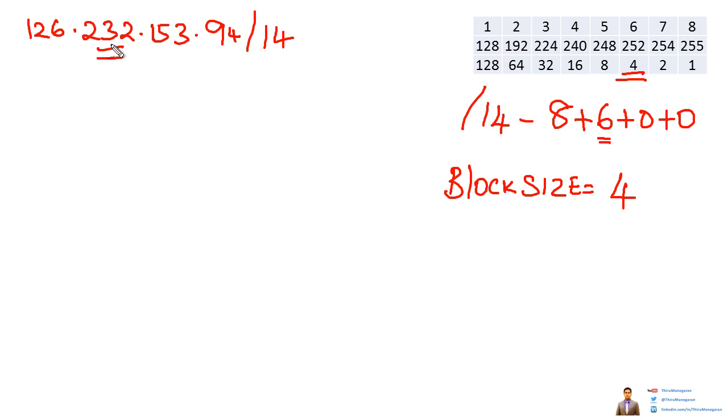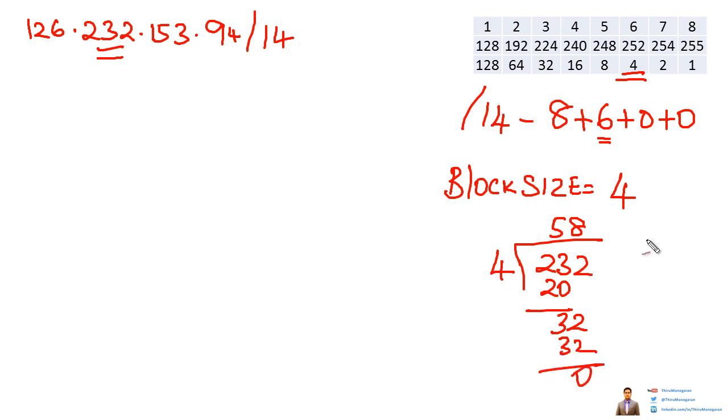Now we're going to divide this number 232 by 4. 5 times 4 is 20, remaining 3 and 32, so 8 times 4 is 32. So the block would be 232, and then adding the block size 4, the next one would be 236.